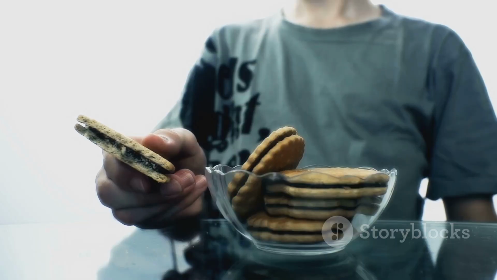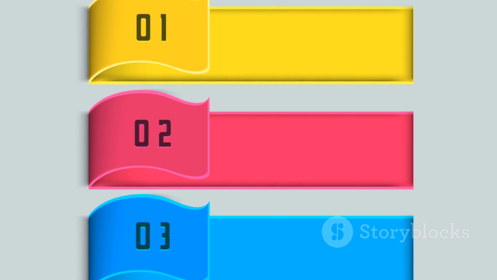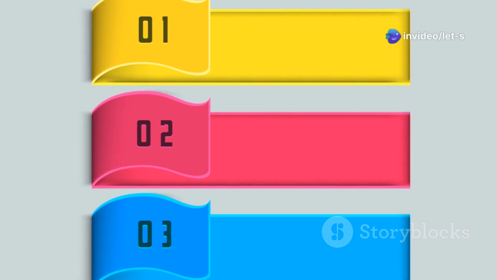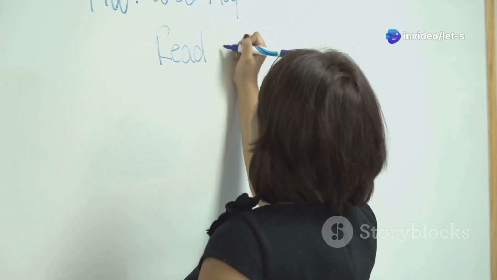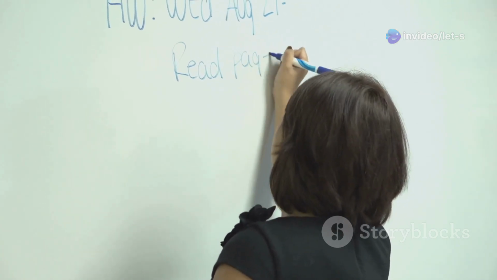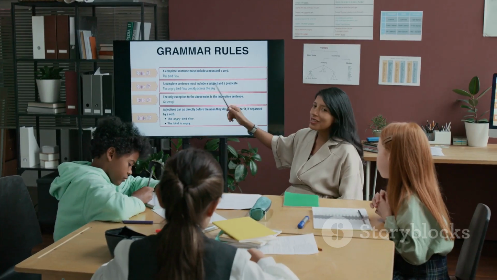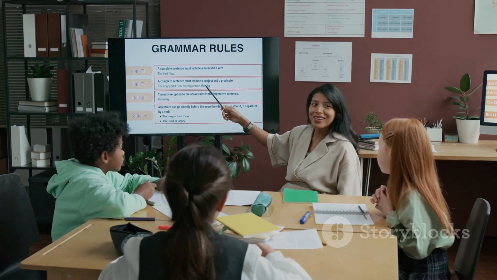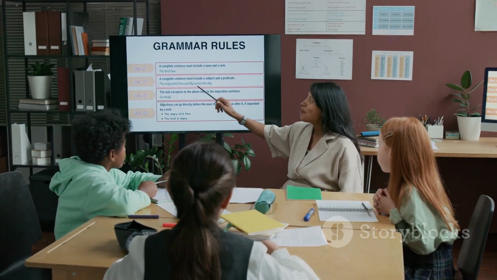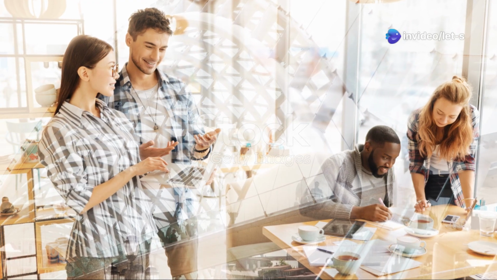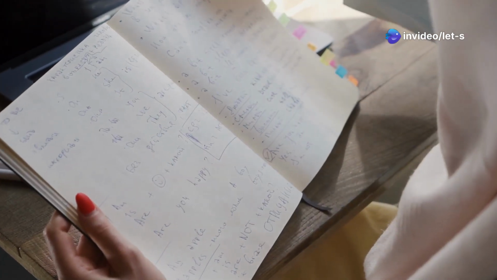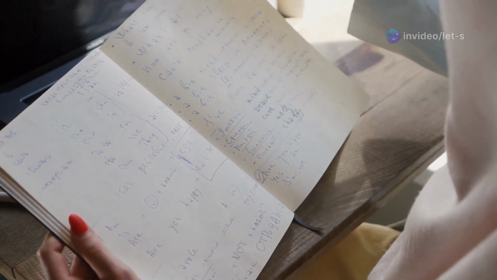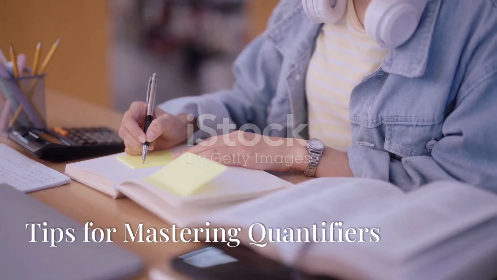2. Using less with countable nouns. Remember, less is for uncountable nouns, while fewer is for countable nouns. Say fewer cookies, not less cookies. 3. Forgetting to use of after certain quantifiers. Some quantifiers, like some, most, and all, require of when referring to a specific group or quantity. For example, say some of the students, not some students. By being aware of these common errors and practicing regularly, you can avoid them and speak and write more confidently.